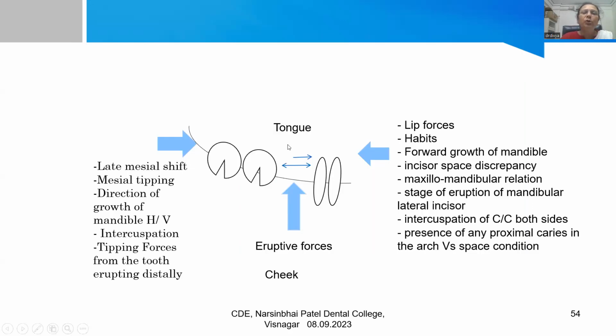By now, you know so many of the forces. The D is very important, although you might have read maybe in journal clubs that there is no need of a space maintainer for the D space. But actually, it is a culprit.